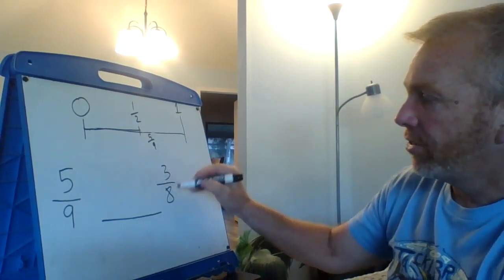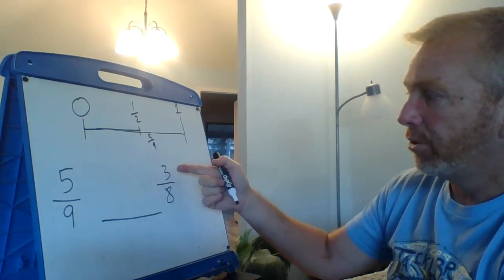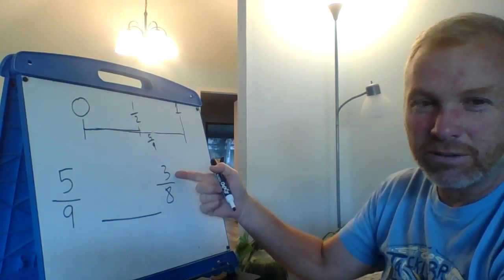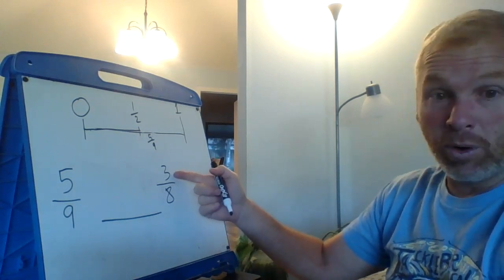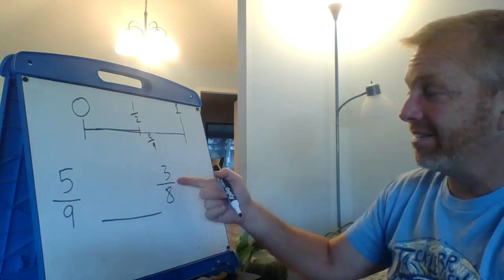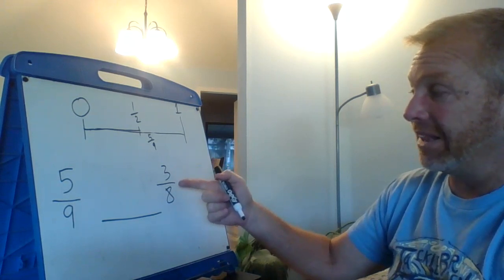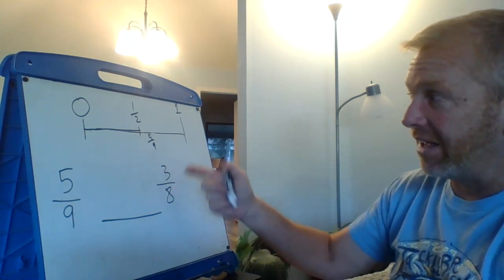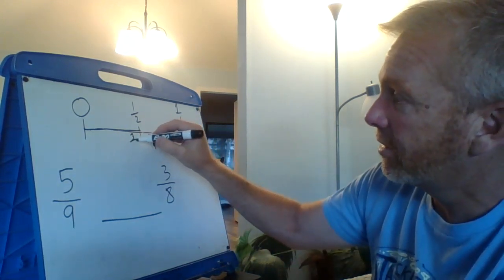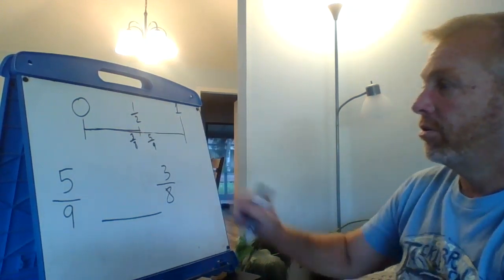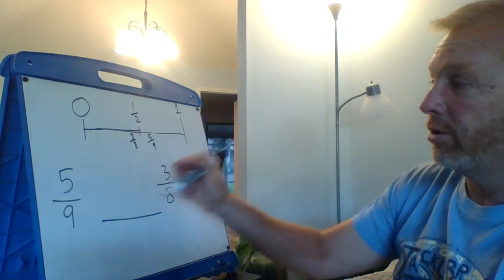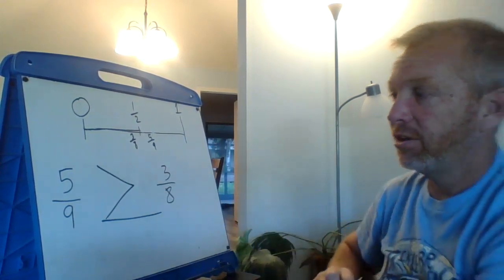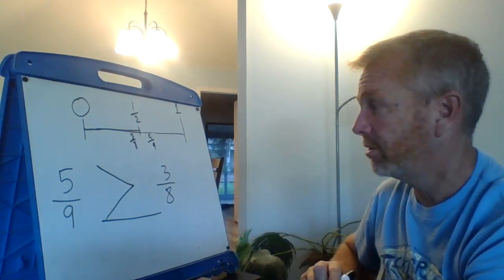Now I'm going to look at 3/8. Look at that relationship. 3, is that half of 8? Not quite. It's a little bit less, because that would need to be a 4. So if 3 is a little bit less than half of 8, then 3/8 is less than 1/2. Oh, there we go. We know 5/9 is more because it's closer to 1 whole. So 5/9 is greater than 3/8.